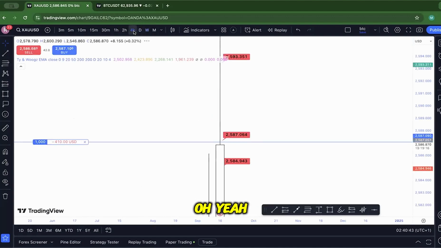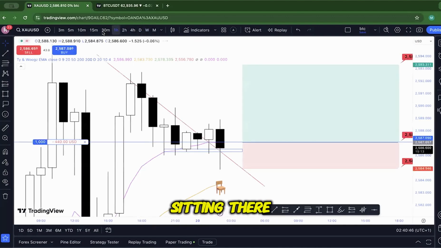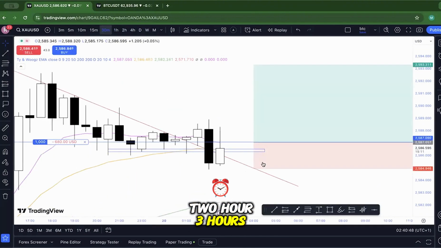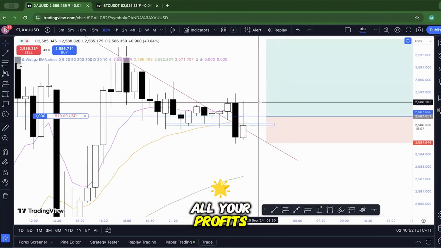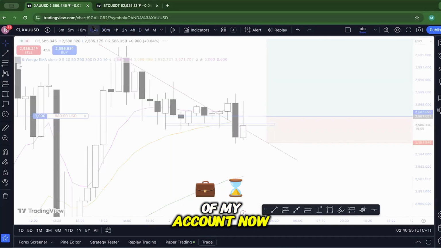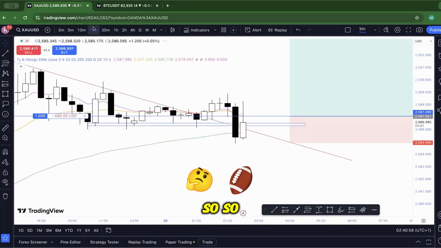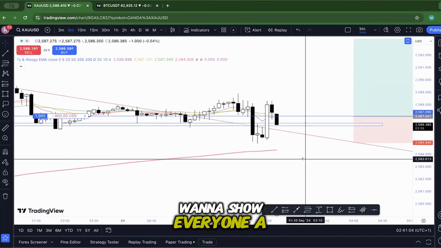That's one thing about swing trading. Sometimes you'll be down on a trade sitting there for an hour, 2 hours, 3 hours, and then finally it'll just shoot out and you take all your profits. But this is a very great swing trade. I'm taking this trade on my account now, so I'm going to be in it for the long haul. And I want to show everyone the trade real quick.